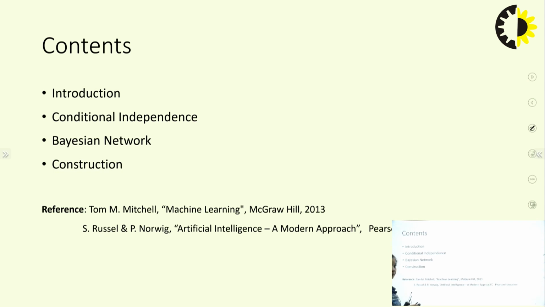The lecture has been prepared from Tom Mitchell's book on machine learning, and the other reference is Artificial Intelligence: A Modern Approach by Russell and Norvig. So let us start with the concept. What lies behind the Bayesian network?